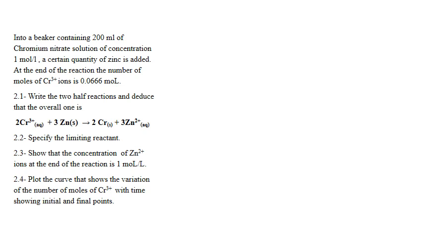For this part, we have a beaker. Let's make a summary. We have a beaker containing 200 milliliter of a chromium nitrate solution of concentration. We should put the correct given. For this solution, which is Cr3+, we have volume equal 200 milliliter. Change it directly into liter by dividing by 1000. So it is 0.2 liter, and the concentration is equal to 1 mole per liter.